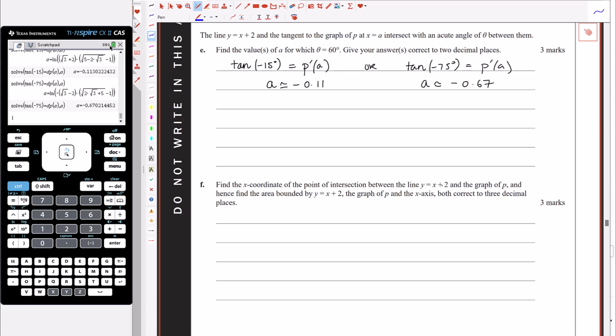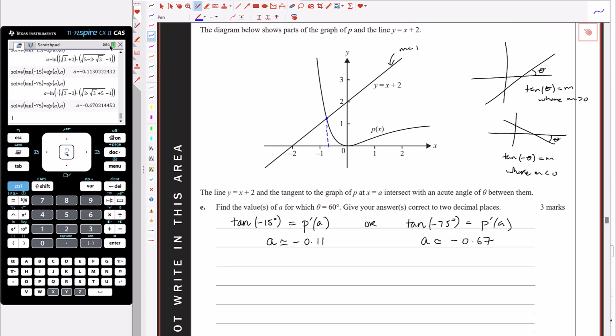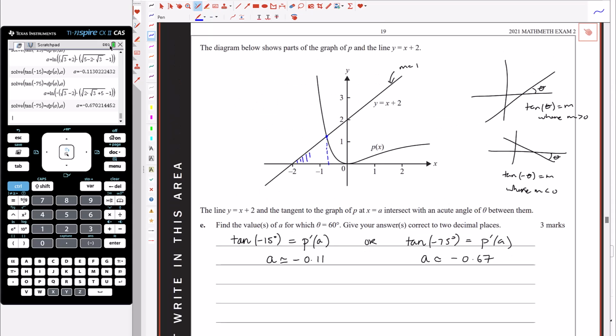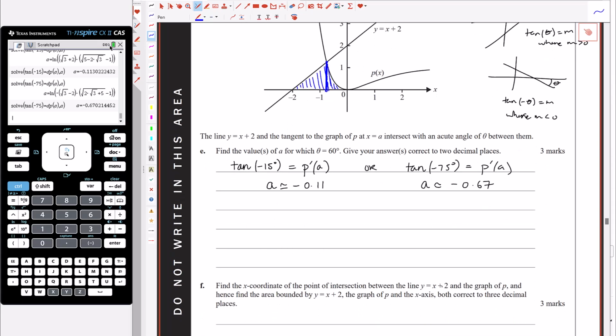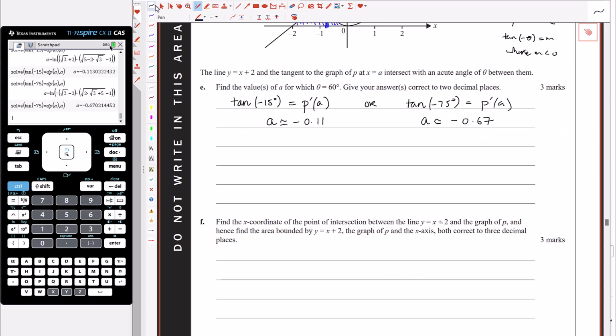And hence, we'll need that point to find the bounded area by the line, the graph of p, and the x-axis. Okay, so this is the area we're trying to find. So we're going to need to split that into two integrals. It will be a triangle, or we can integrate x plus 2 and separately need to integrate p of x. Okay, so let's find the point of intersection first.